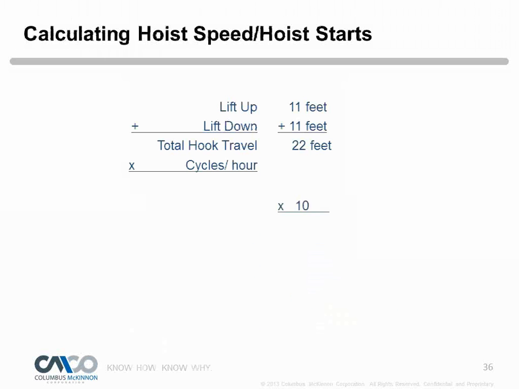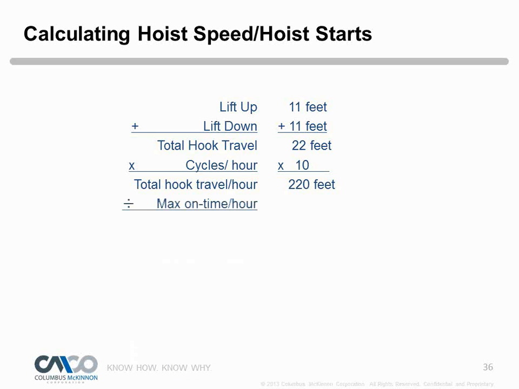So we're going to be lifting up 11 feet, and if we lift up 11 feet, we've got to come down 11 feet, right? We've got to put that load down. So the total hook travel ends up being 22 feet, and they told us they do that 10 times per hour. So the total hook travel per hour is 220 feet, divided by the maximum on time per hour, which is 30 minutes. We have that 30-minute motor. So that's our max. We don't want to exceed that duty cycle. So in this case, the minimum hoist speed is 7.3 feet per minute.